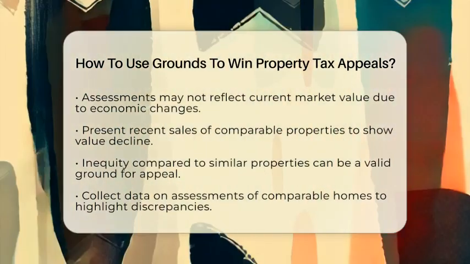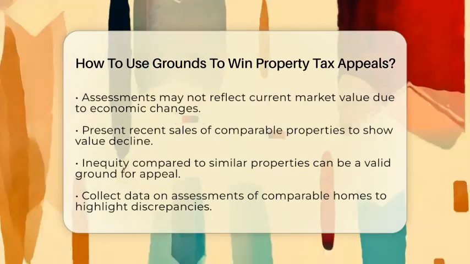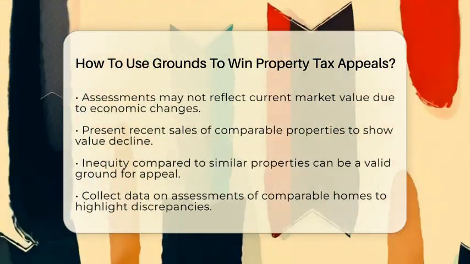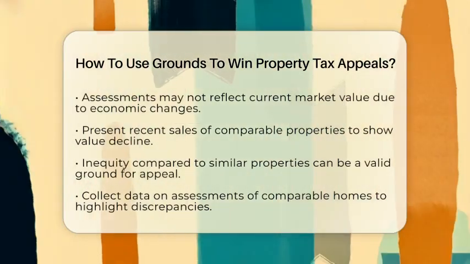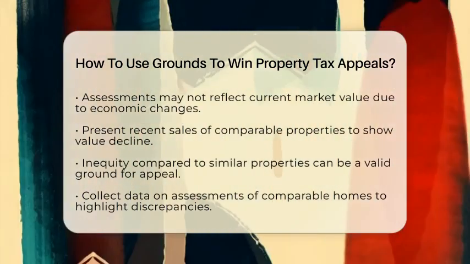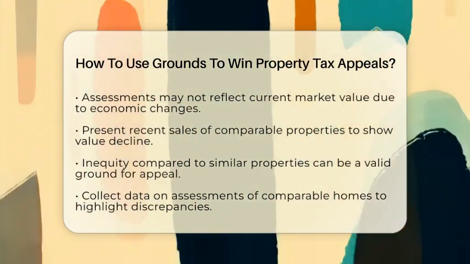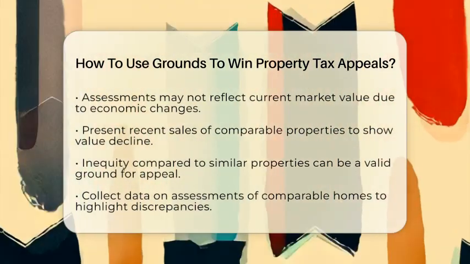Inequity compared to similar properties is also a valid ground for appeal. If your property is assessed at a higher rate than similar homes in your neighborhood, it may be unfair. Collect data on the assessments of these comparable properties to highlight the discrepancies.